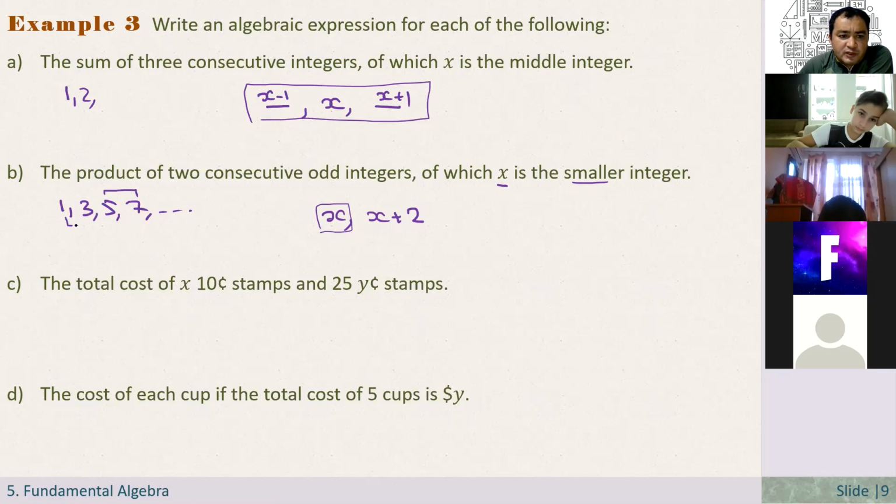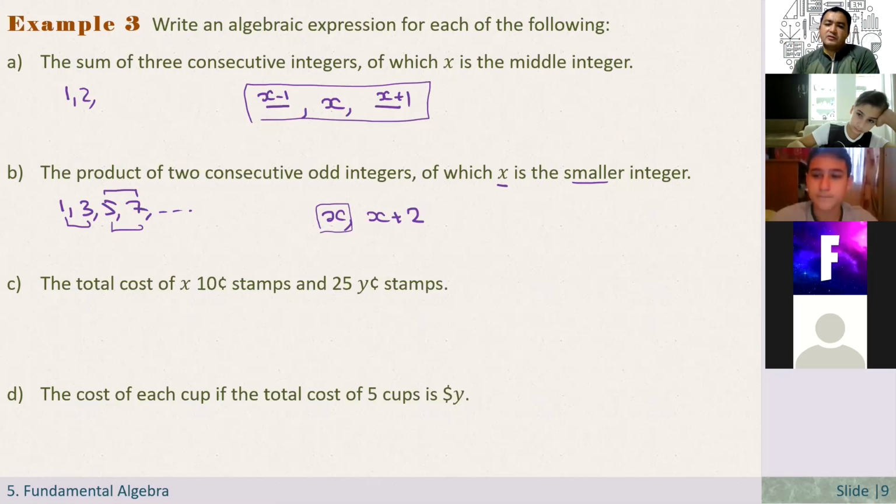Here, 1 and 3 are consecutive integers, 3 and 5 are consecutive integers, 5 and 7 are consecutive integers. I'm just giving examples. Because 5 is followed by 7, these are two consecutive integers.